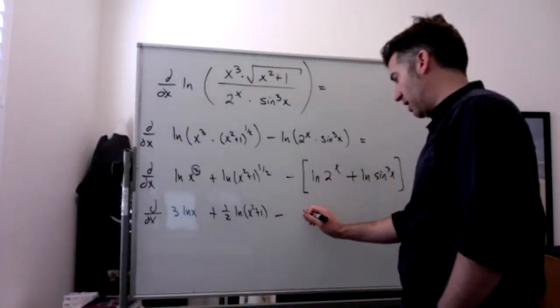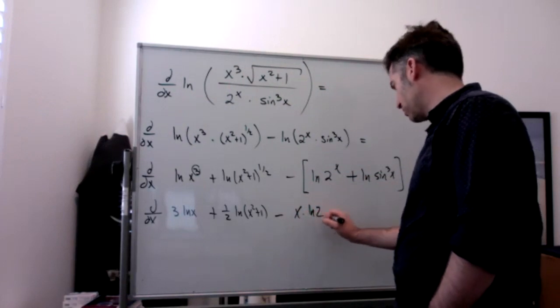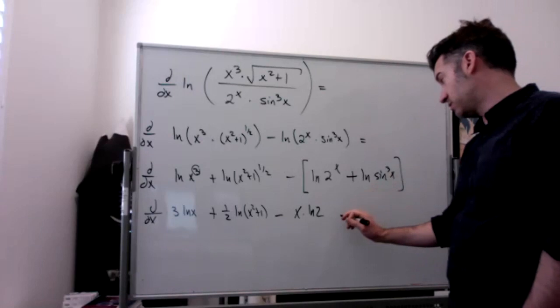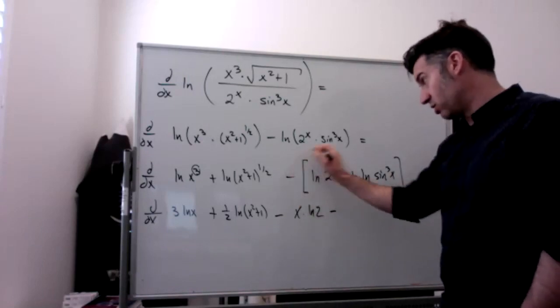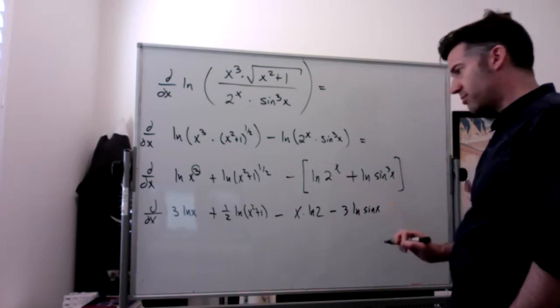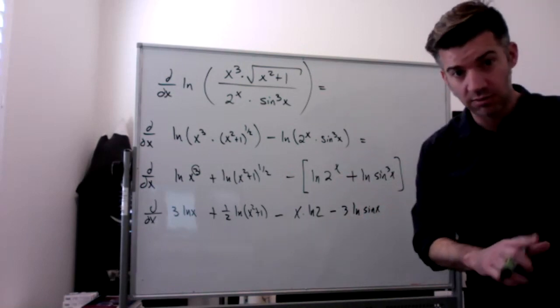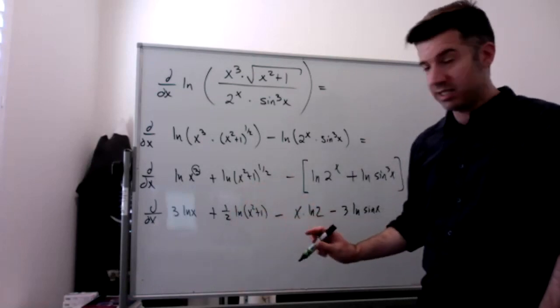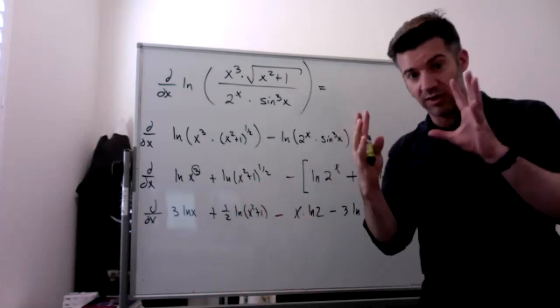Minus this x comes down, x times natural log of 2. And this 3 also comes down because this is sine of x quantity cubed. So that's minus, right, we're distributing 3 natural log of sine of x. I do want to mention this power here does not come down, right? It has to be the power on the entire thing that you're taking the logarithm of.